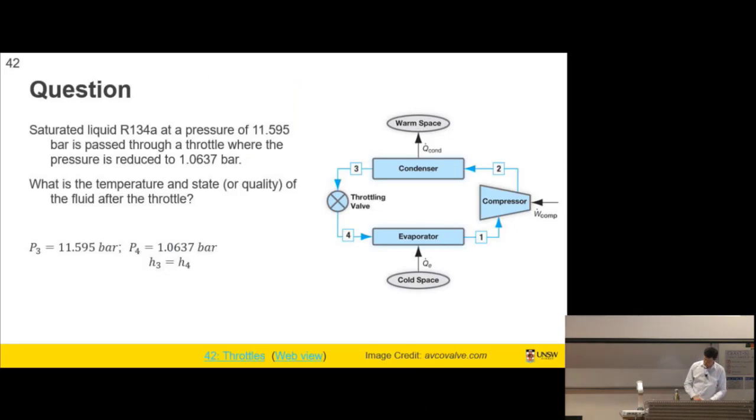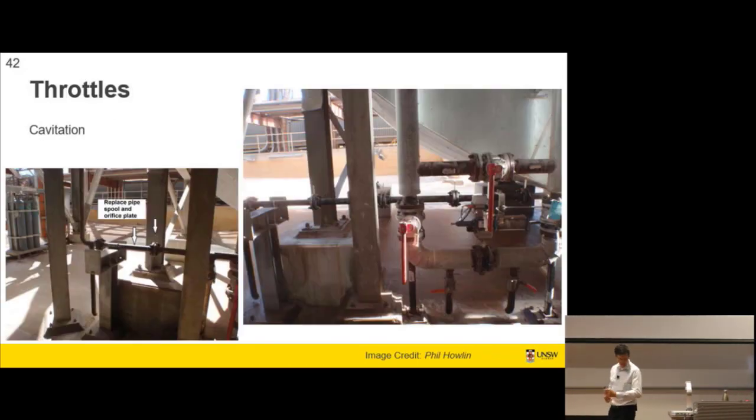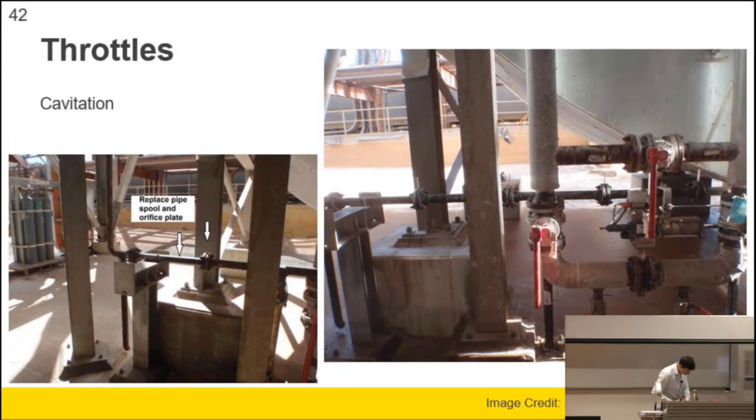So when you say a throttle, H in equals H out, what can that do for us? Well, it can do a fair bit. This is the end of my story. So what do we do? Oh, this is my job spec. I said replace the pipe and orifice plate. This is what maintenance engineering looks like. That's what I did a lot of.